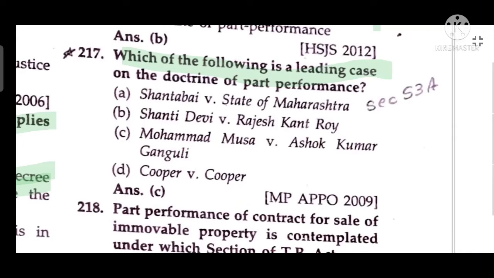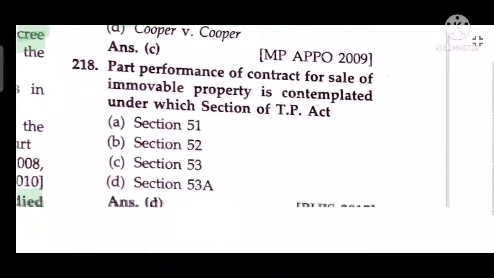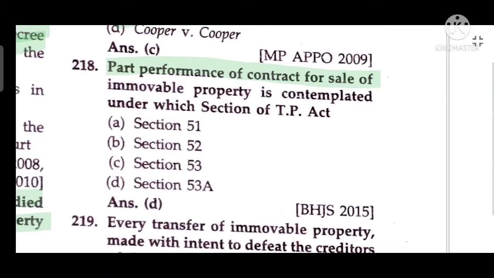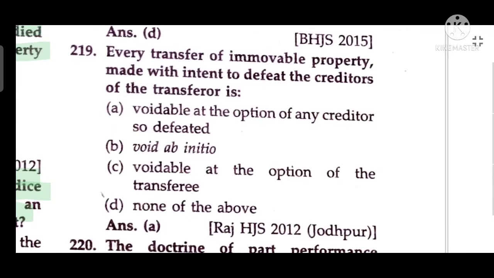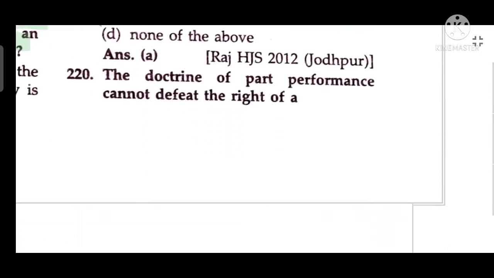Which one of the following is a leading case on the doctrine of part performance? Muhammad Musa versus Ashok Kumar Ganguly. Part performance of a contract for sale of immovable property is contemplated under which section of the TP Act? Section 53A. Every transfer of immovable property made with intent to defeat the creditor of the transferor is voidable at the option of the creditor so defeated.